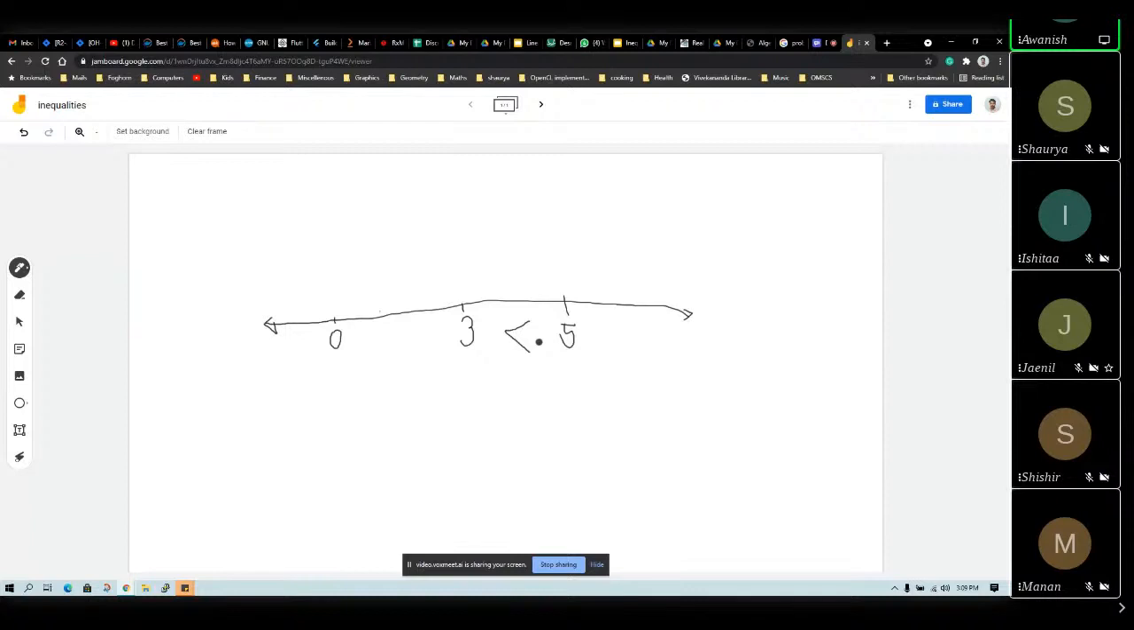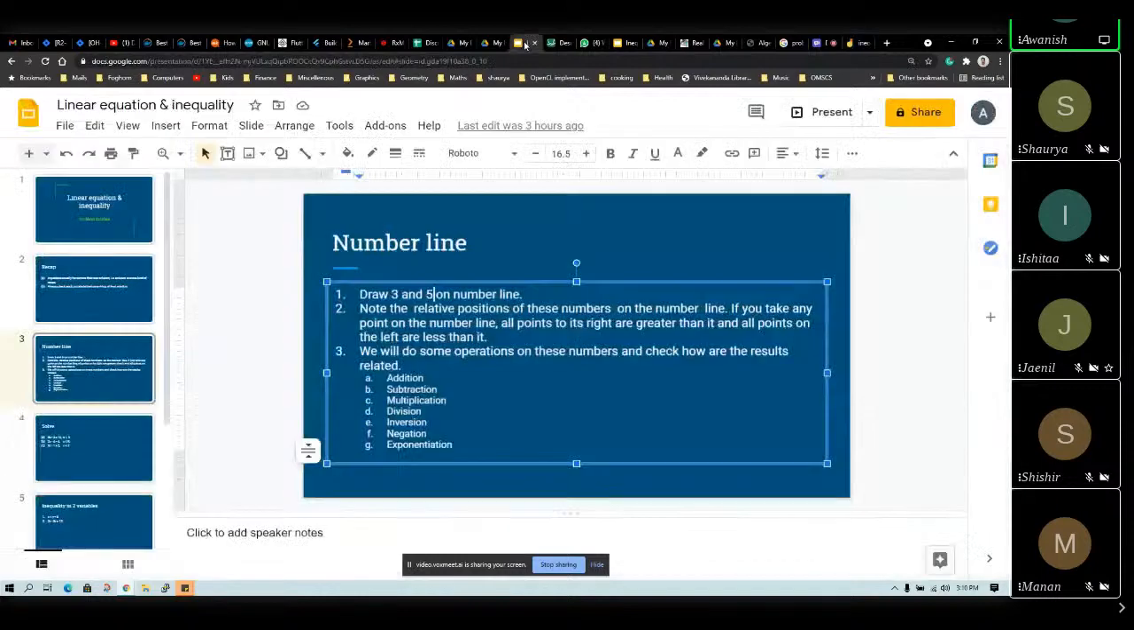Now we'll do some operations on these two numbers. Right now I'm calling them 3 and 5. They could as well be any two numbers, A and B, in general. When I put them on the number line like this, if B is on the right-hand side compared to A, that means B is greater than A. Correct?